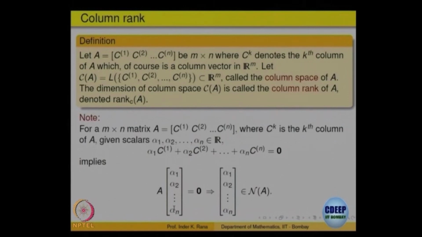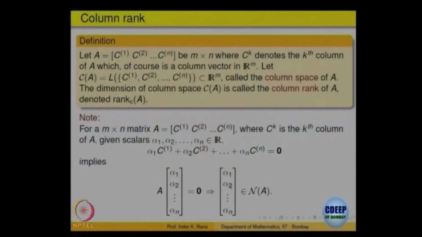Remember what was defined in the null space? All vectors x such that Ax is equal to 0. So a linear combination of columns equal to 0 gives you an element in the null space, an observation which we will use later on.